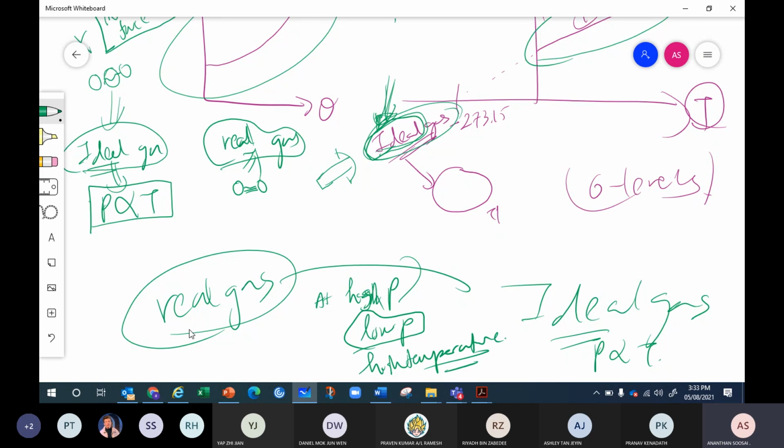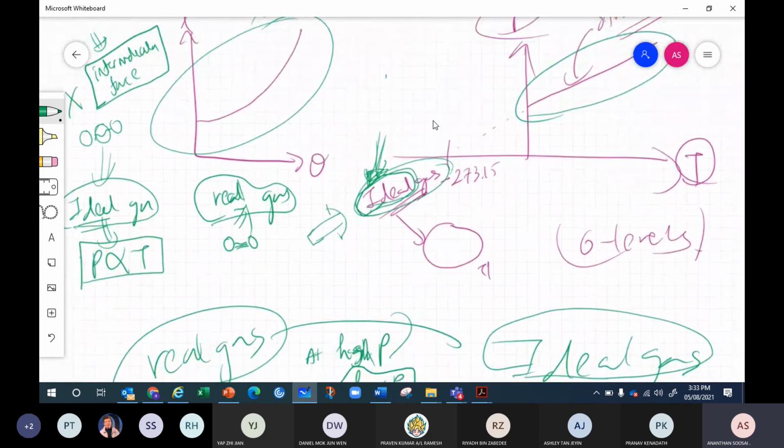So recall back. The real gas acts ideally at low pressure. Low pressure means the atoms are far apart. When the particles in the gas are very far apart, they don't really experience the intermolecular force. So they will act ideally at low pressure. At high temperature, the particles will be further apart. When the particles are further apart, then they won't experience the intermolecular force. Then it will act ideally.